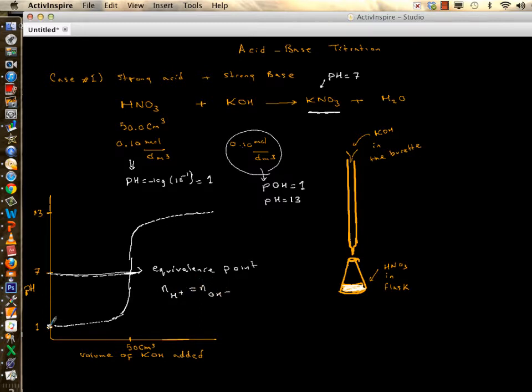So when there is no base added, your pH is 1. Gradually you add. Once you have 50 cm cubed of KOH, you have neutralized, and if you go even half a centimeter cubed more, 50.5, you will reach your destination, which is the maximum pH of that solution. So this is a strong acid, strong base. In this case, I'm adding base to my acid. Let's look at case number 2.